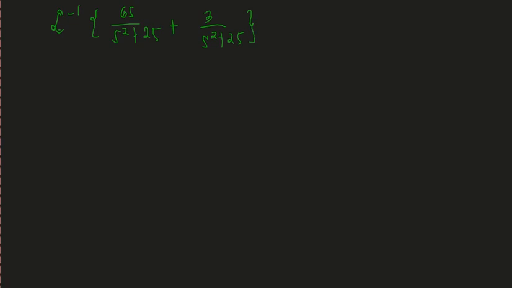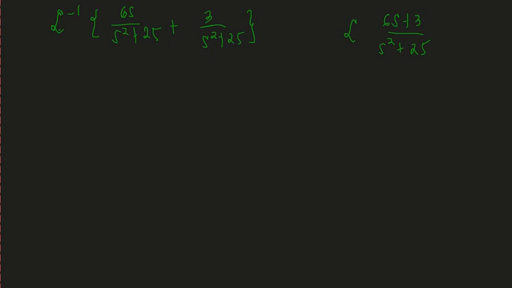Okay, but take note, for example, the given may be combined. So we have, for example, 6s plus 3 all over s squared plus 25. So you can work with the original problem, or you can separate the given. It depends on how the problem is presented. So if it is like this, we can split it. So we have 6s all over s squared plus 25, plus 3 all over s squared plus 25. And then there we can perform our operations.